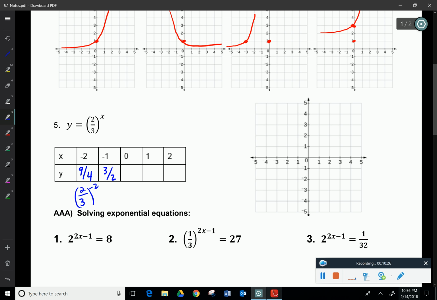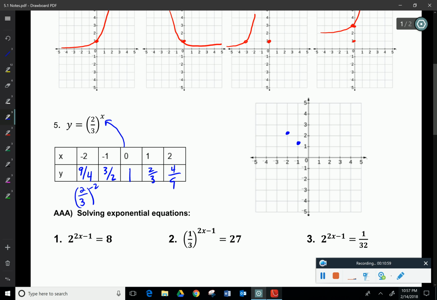Okay. If I plug in 0 for x, right, 2/3 to the 0 is 1. Anything to the 0 is 1. If I plug in 1, I'm going to have just 2/3, because 2/3 to the first. And if I plug in a 2, it's just squaring the whole thing, so it's going to become 4/9. So let's graph these ordered pairs. So at -2, the y value is a little more than 2. At -1, I'm at 1.5.